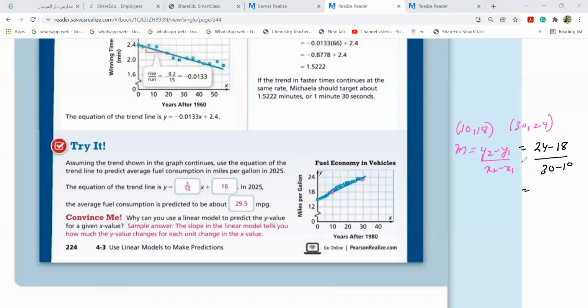Tell me how to find the slope. 24 minus 18 is 6, over 10.